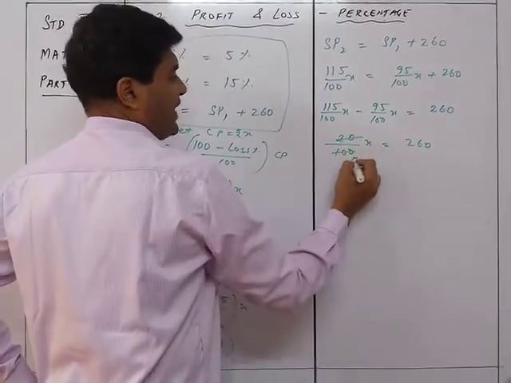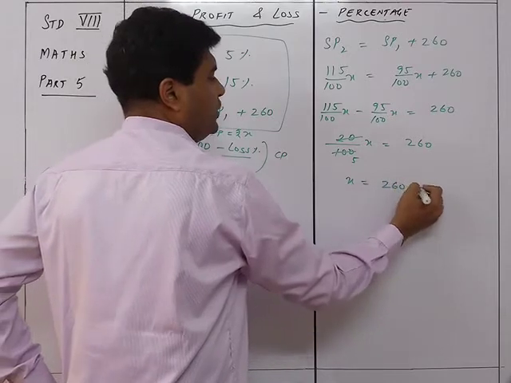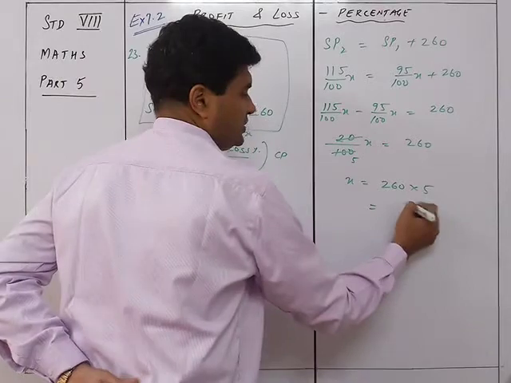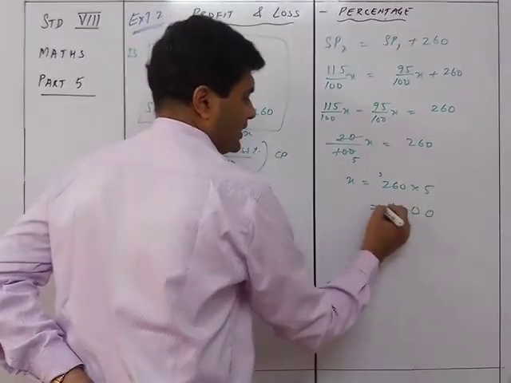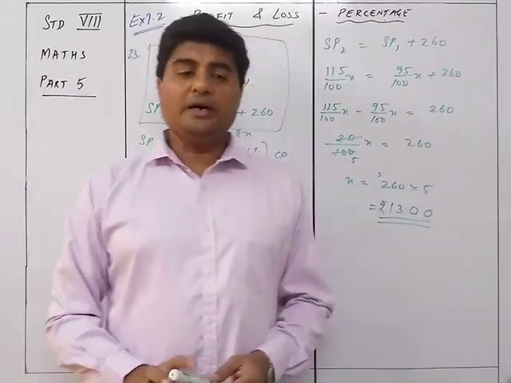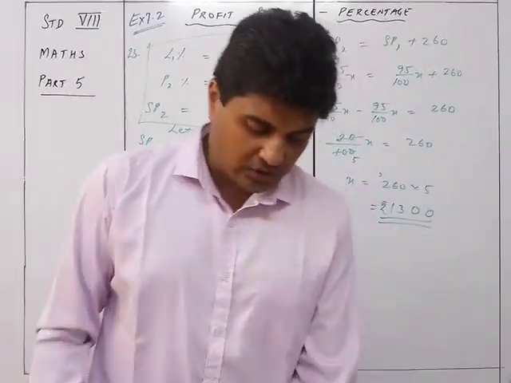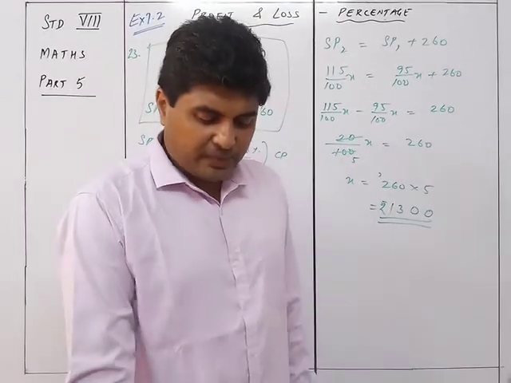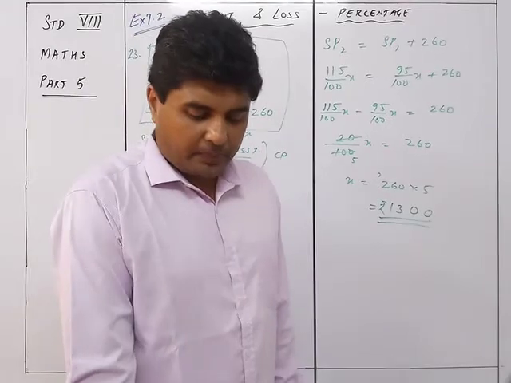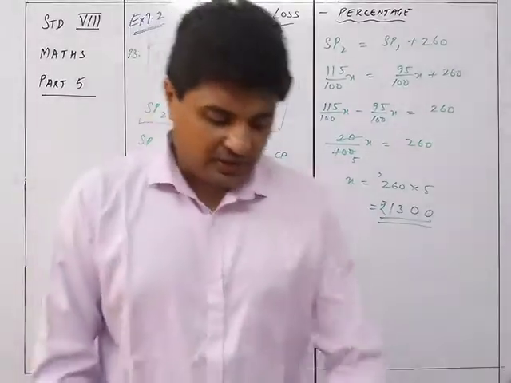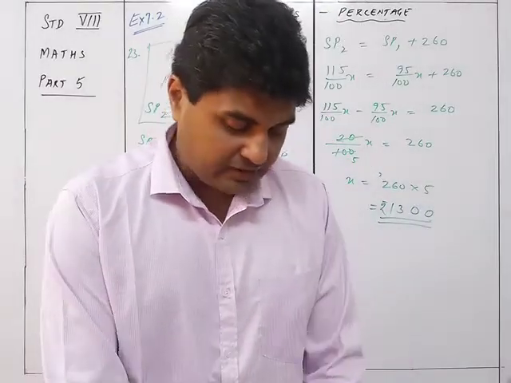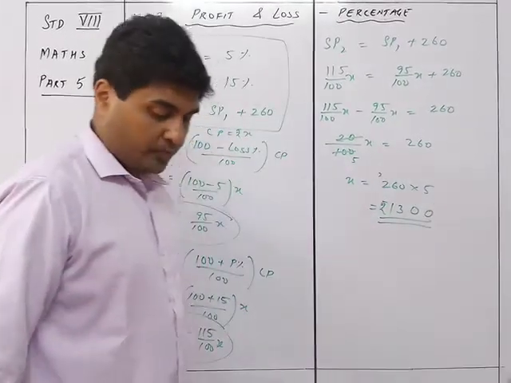This cancels to 5. So x is equal to 260 into 5, that is going to be equal to 1300. So that is rupees 1300 will be the cost of the sweater. So the purchase price of the sweater for the shopkeeper was 1,300 rupees. So that was sum number 23, answer 1,300 rupees.